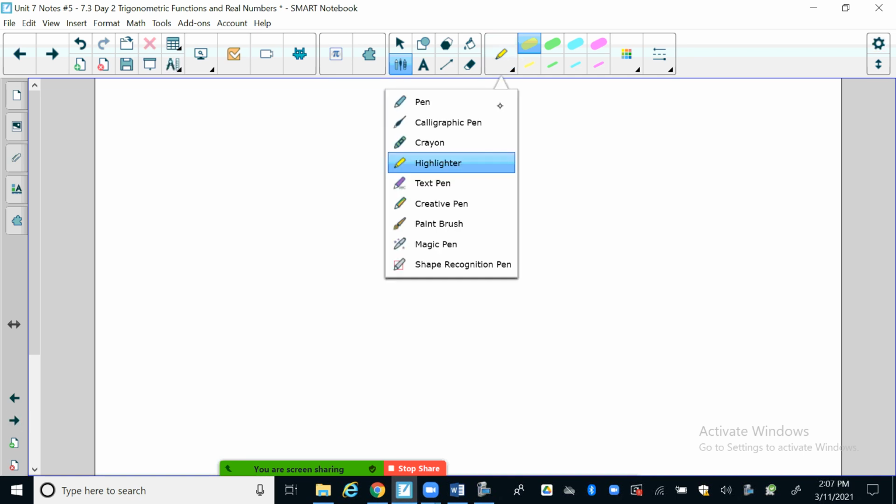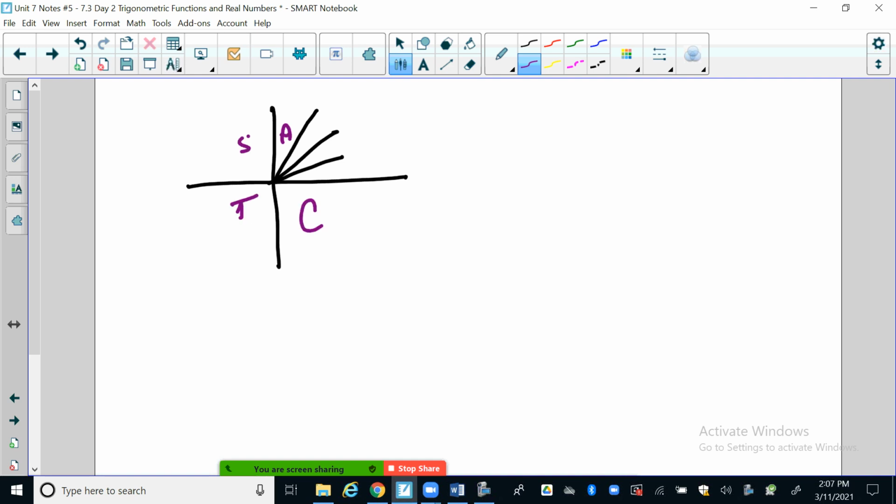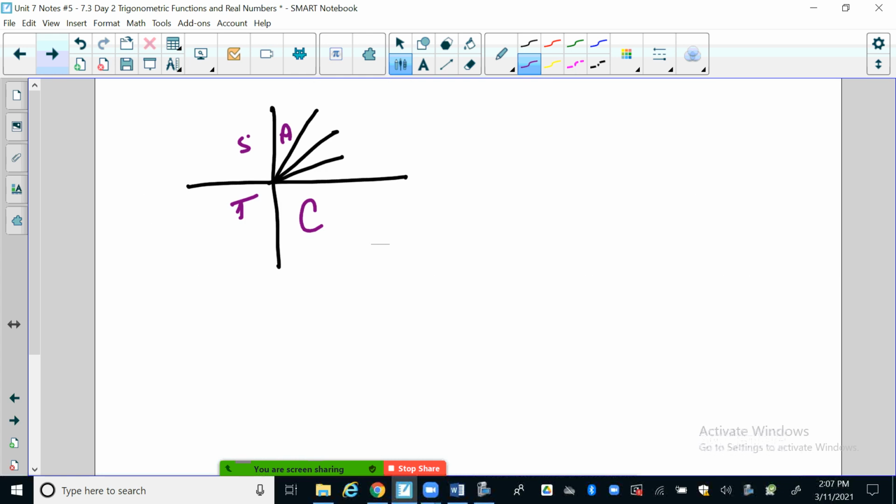As you might recall me saying, I don't bother to memorize the entire unit circle. I memorize quadrant 1, and then I use the All Students Take Calculus acronym to help me remember if my function value should be positive or negative. So for example, if we're looking at example 2, which is 7 pi over 6.